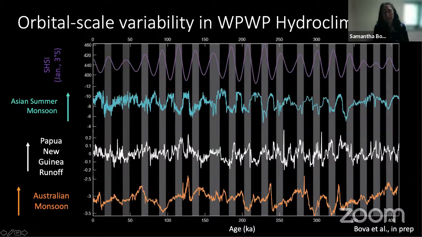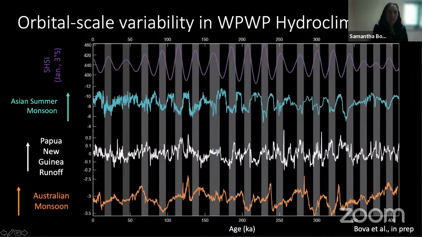Up here, this is our Papua New Guinea record. This is the iron on the carbonate-free basis. Up here is more rainfall in Papua New Guinea. This is the cave record plotted. So up is theoretically more rainfall in this part of the world. And then on the top here, I've plotted Southern Hemisphere summer insolation in January at 3 degrees south.